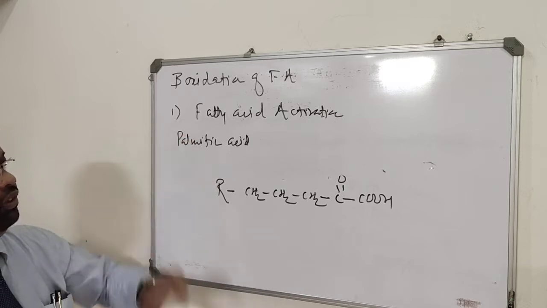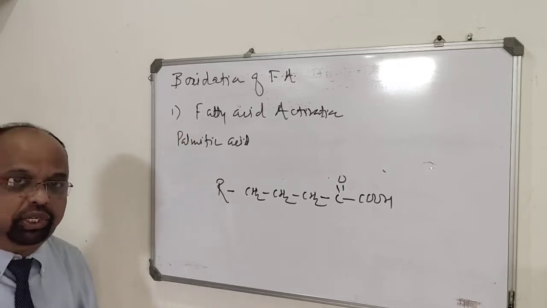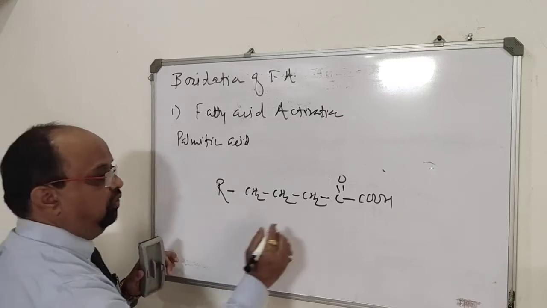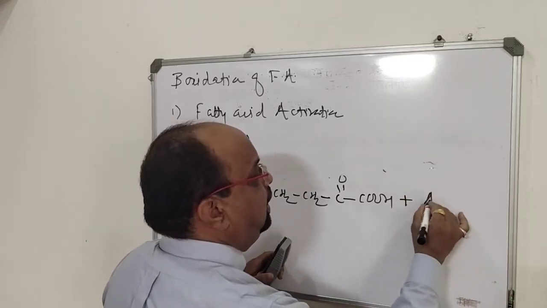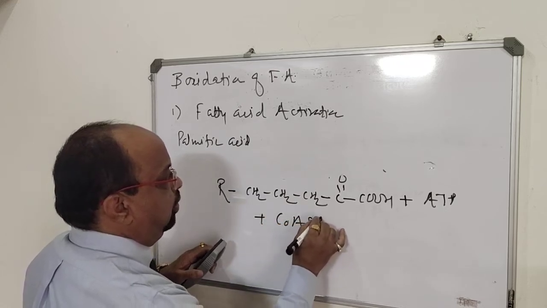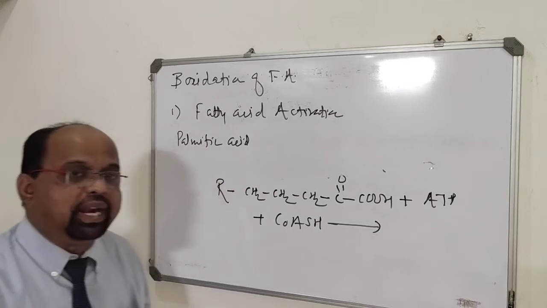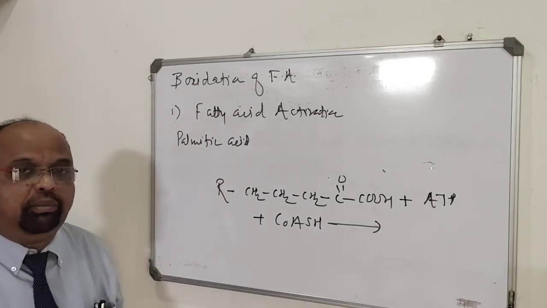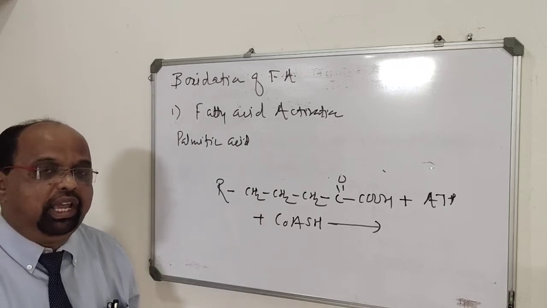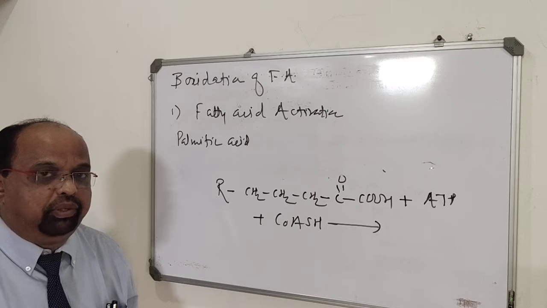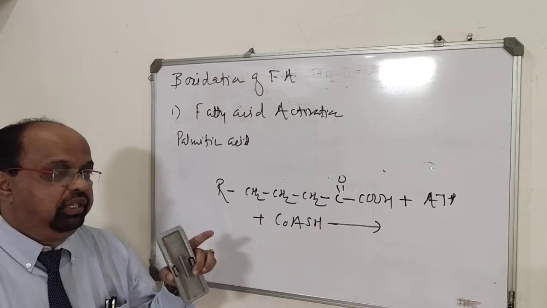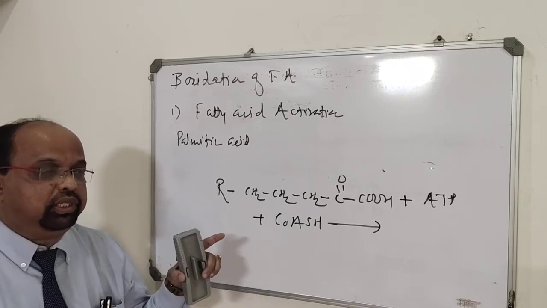Now in the first step, fatty acid activation, activation occurs when it reacts with ATP and coenzyme A. After reacting with ATP and coenzyme A, ATP gets hydrolyzed and is converted into AMP plus pyrophosphate. This means 2 ATPs are required. The pyrophosphate is equivalent to 2 ATPs that are required for the activation process.